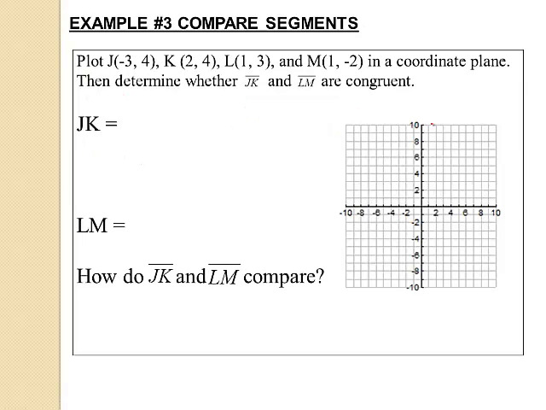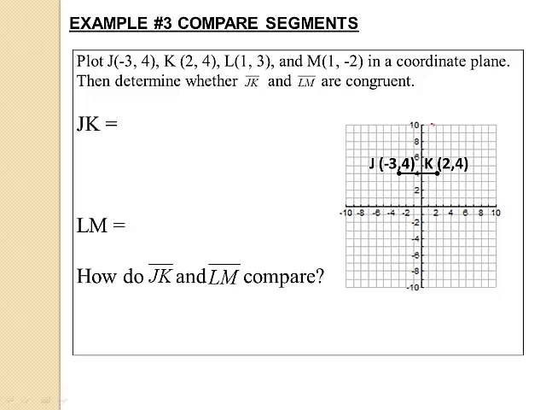Okay, so I have here, it says compare segments. So it says plot J is (-3, 4), K is (2, 4), L is (1, 3), and M is (1, -2) in a coordinate plane. And then it says determine whether JK's segment and LM's segment are congruent. So JK is this line segment here. When you plot the points J and K, you connect them with a line segment.